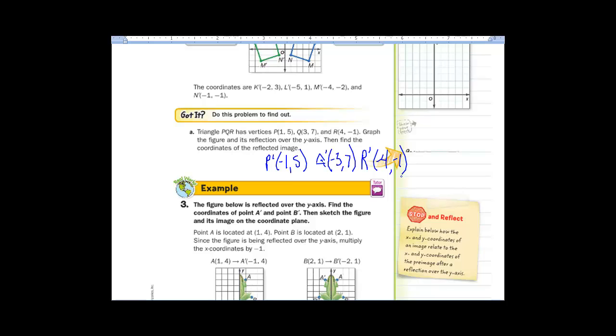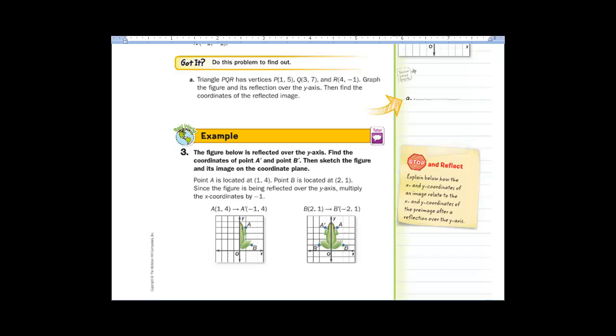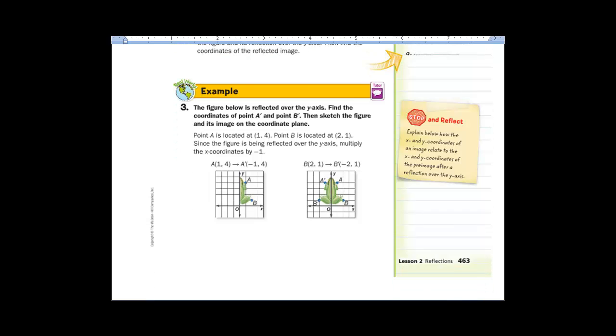Okay, example 3, the figure below is reflected over the y-axis. Now, don't just think of this as like a half a frog. Surely, maybe somewhere around 4th, 5th grade, when you talk about symmetry, you say that this would be the line of symmetry, the y-axis, and you complete the drawing just by making it the same. That's exactly what you're doing. You are doing a reflection. Barring any crazy natural birth defects there, whatever the frog looks like on the right-hand side, it's going to look on the left-hand side. So then sketch the figure and its image on the coordinate plane.